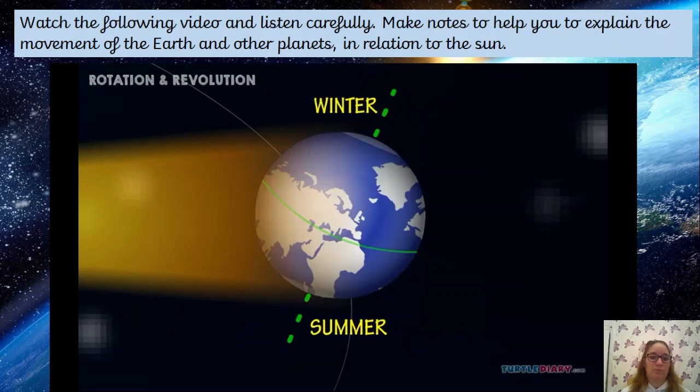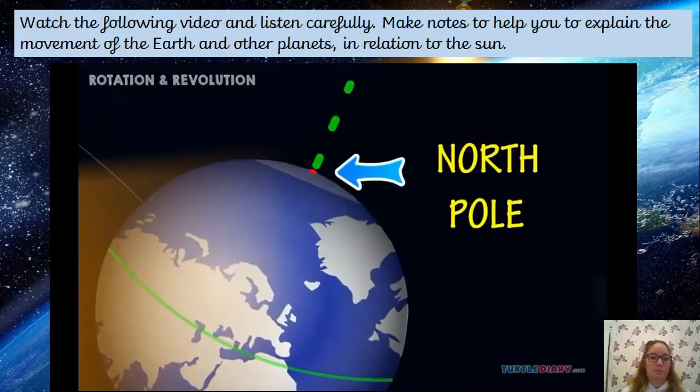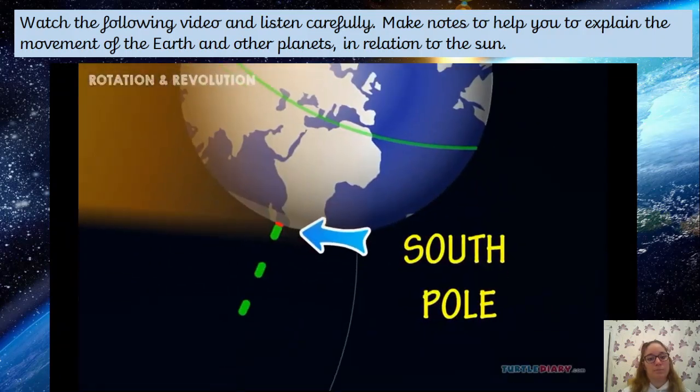The southern hemisphere has longer days. The northern hemisphere has shorter days. The North Pole is now in darkness for 6 months because it is tilted away from the sun. And the South Pole has 6 months of day because it is always tilted towards the sun.